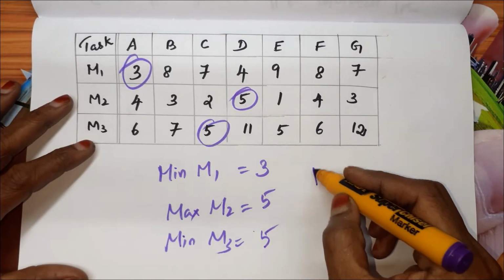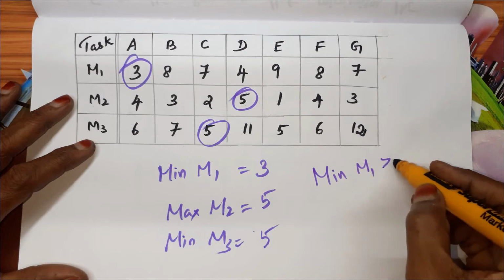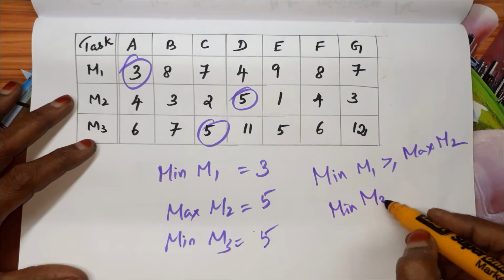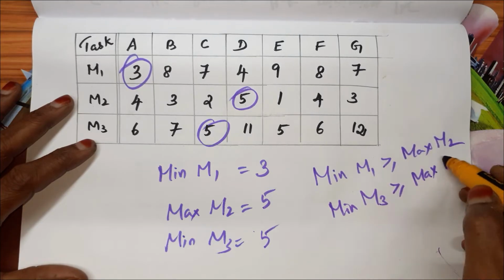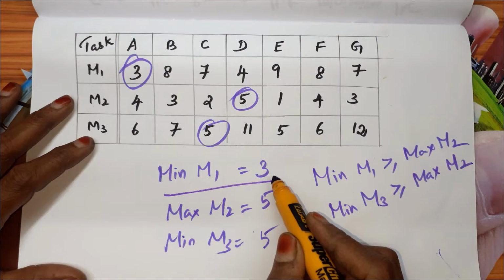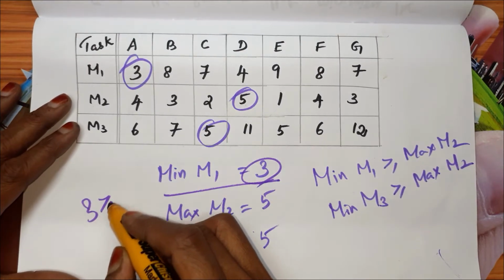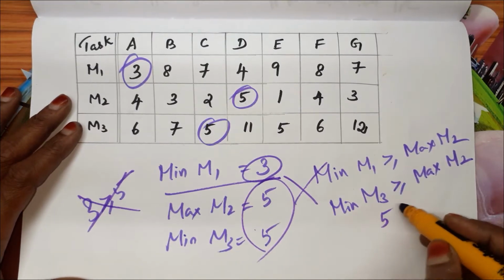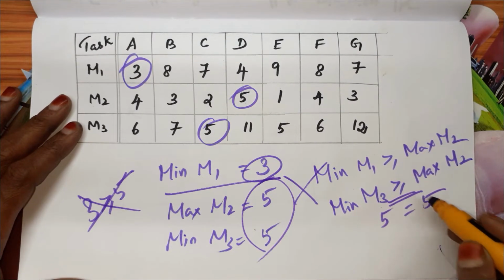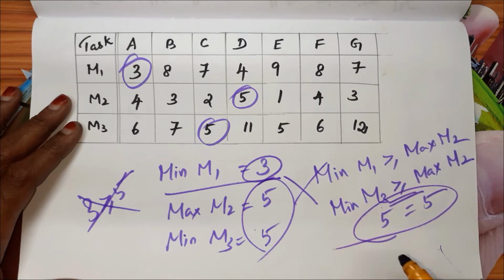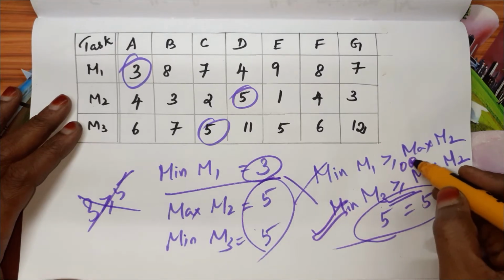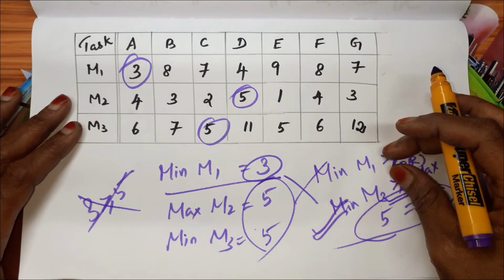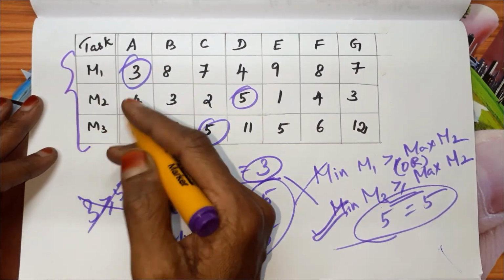What is the condition we have to check? Either minimum of M1 is greater than or equal to maximum of M2, or minimum of M3 is greater than or equal to maximum of M2. Minimum of M1, which is 3, is not greater than or equal to 5. So the first condition is not getting satisfied. But this 5 is equal to 5. Either greater than or equal to we can check. So with equal to, the second condition is getting satisfied. Any one condition we have to check. If one condition is getting satisfied, means we can convert the 3 machine problem to 2 machine.